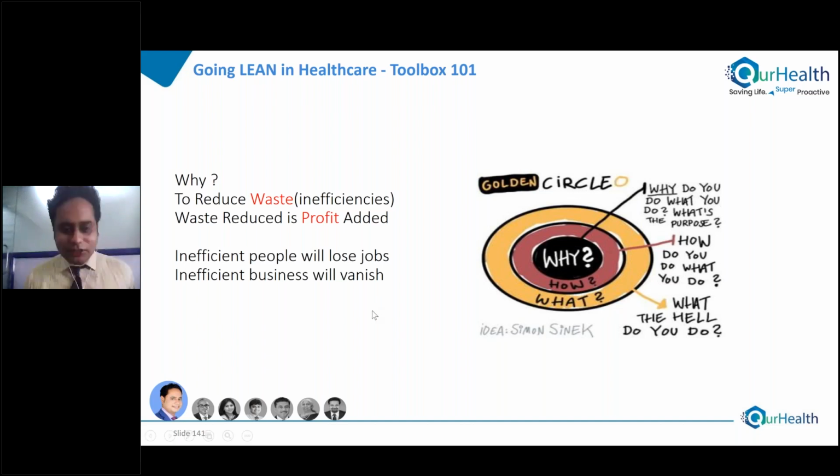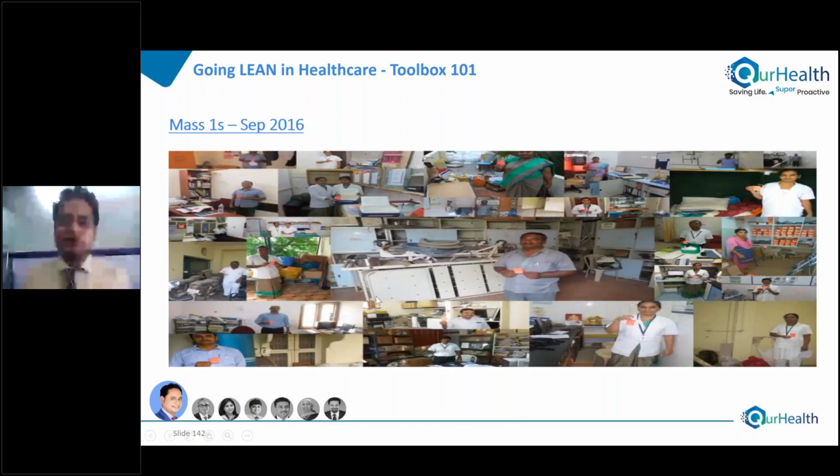Umashankar told in the beginning of the presentation. So inefficient people will all lose jobs, and inefficient businesses are all going to vanish, because after COVID, every business has to change their business model. Next slide, please. There are some references which are left. I'll quickly run through that and just end my presentation.